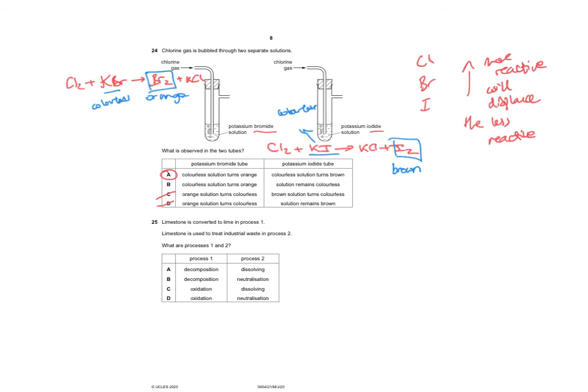Limestone is used to treat industrial waste in process 2. What are processes 1 and 2? So it's converted to lime. So we're going to go CaCO3 to lime, which is calcium oxide. We're actually going to make carbon dioxide as well. So that's decomposition. So that rules out C and D. And limestone is used to treat industrial waste. Industrial waste is usually acidic, because we get acid rain. And calcium carbonate is a base. So that's going to be neutralization. So 25 is B.